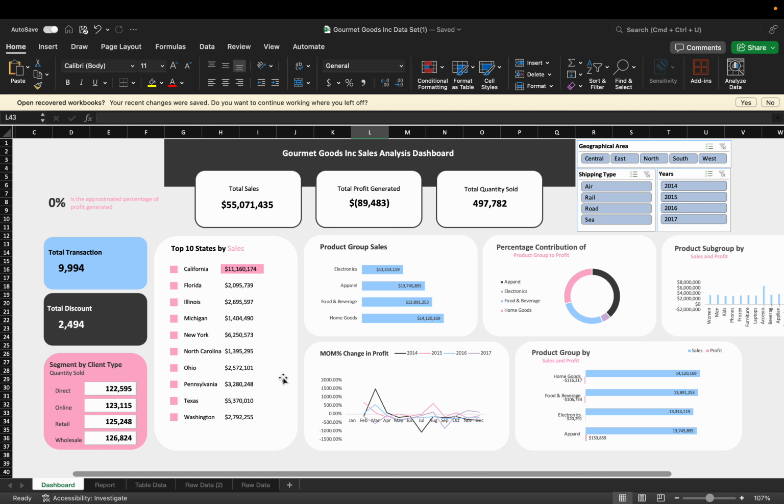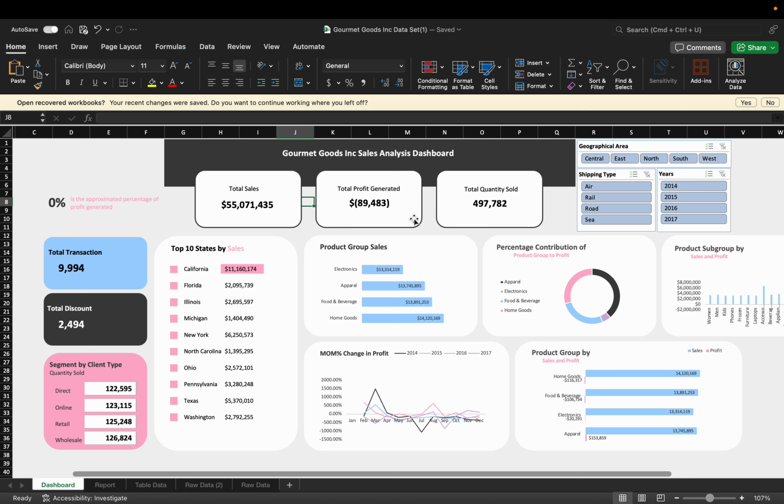Now, in terms of the dashboard, we'll start from the top, which is a dashboard looking at the sales for Government Goods Incorporated. First things first, what is our total sales? Total sales across the years 2014 to 2017 was a little over $55 million.